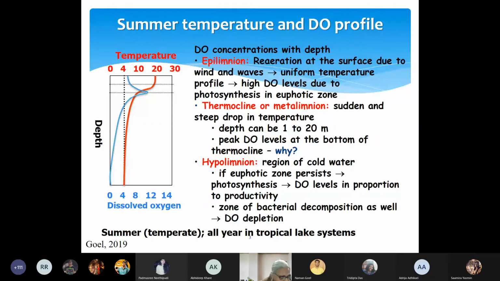Now, algal growth and all of that will happen only at the top. And what is the algae doing? The algae is generating oxygen. Now, at the top, in the epilimnion, two things are happening.